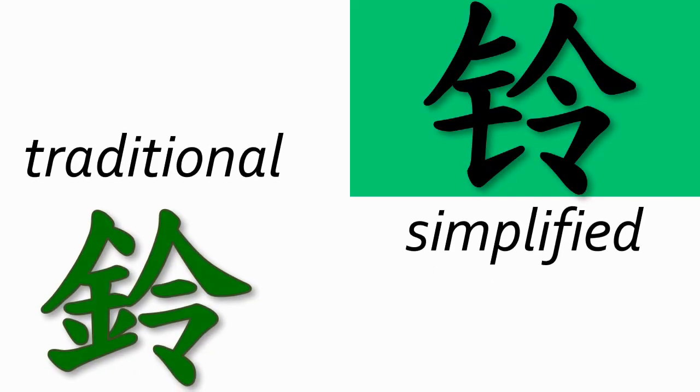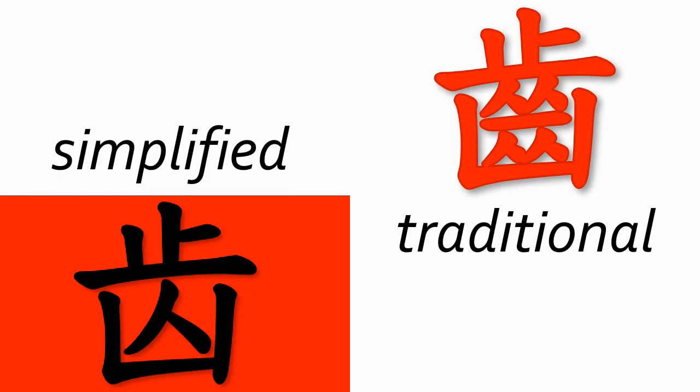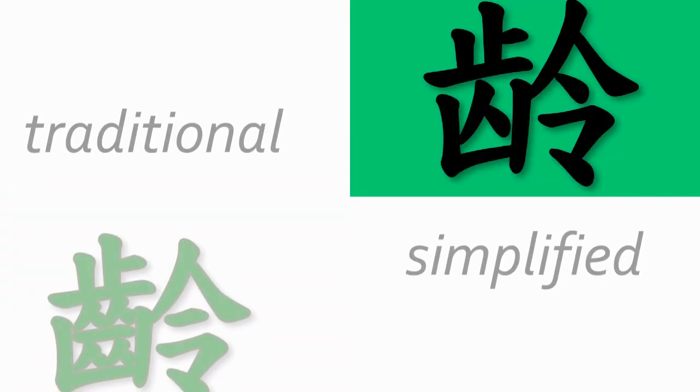Here is our color chart with today's 4 characters. 零, 冷, 齿, another 零, and another 零, and yet another ling. Here's a recap of today's lesson.